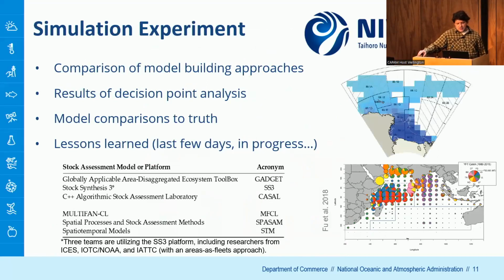The goals of the simulation experiment were to compare how people went about model building, especially spatial models, what kind of decision points they came across, had to wrestle with, and make decisions about. Then look at comparisons to an operating model, the truth of that operating model, not just in terms of individual decisions, but also in terms of general approaches like areas as fleets versus a single model versus multi-area models, things like that. And then really to come away with lessons learned.